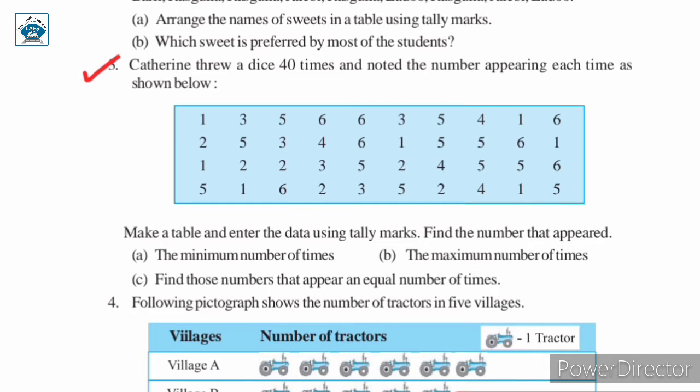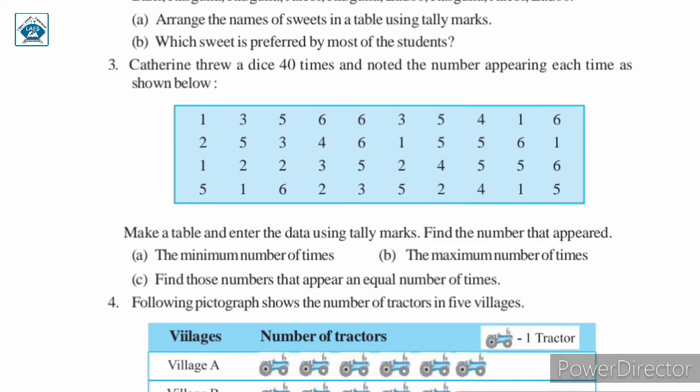Question number 3. Catherine threw a dice 40 times and noted the number appearing each time as shown below. Make a table and enter data using tally marks. Find the number that appeared. A. The minimum number of times. B. The maximum number of times. C. Find those numbers that appear an equal number of times.